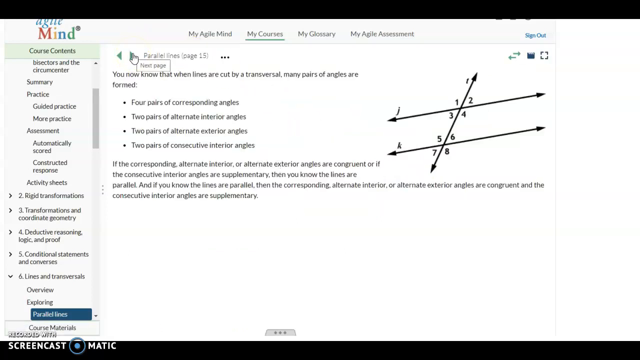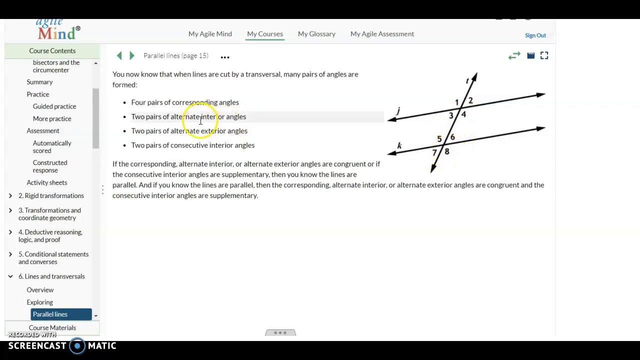And then if we know that we have lines that are cut by a transversal, remember we have many pairs of angles that are formed. We have 4 pairs of corresponding angles. Those are 1 and 5, 2 and 6, 3 and 7, 4 and 8.